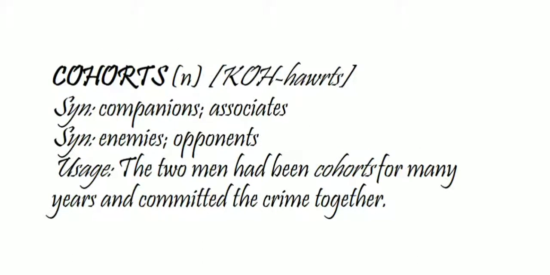Cohort. Maybe you may hear this word. A cohort of my friends, a cohort of a group. That means an associate of a company. The companions are friends of my group. You can suggest or understand it in either way. So companions and associates are synonyms, whereas enemies and opposites are antonyms of the word cohort, which is the noun form. The two men had been cohorts for many years and committed the crime together. So what is all this? Cohorts means associates, they work side by side. They work in a friendly manner. They work as associates and commit the crime together.